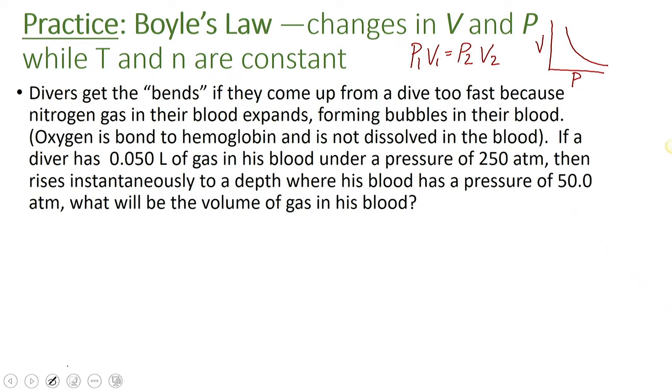It says that divers get the bends if they come up from a dive too fast because nitrogen gas is dissolved in their blood. It expands, forming bubbles in their blood. Oxygen is bound to hemoglobin and is not always dissolved in the blood. If a diver has 0.50 liters of gas in his blood under a pressure of 250 atmospheres, then rises instantaneously to a depth where his blood has a pressure of 50 atmospheres, what will be the volume of gas in his blood?